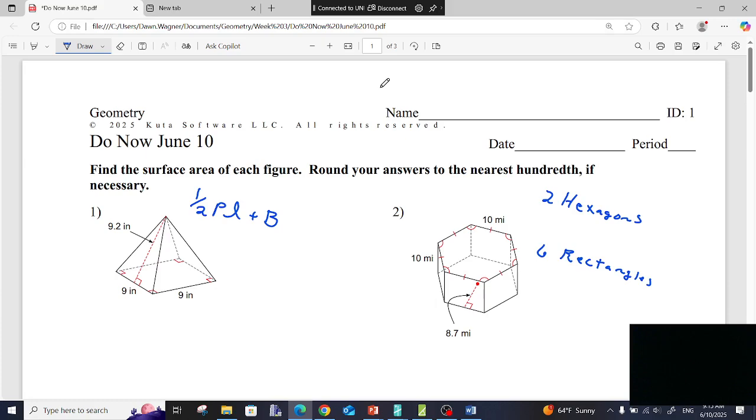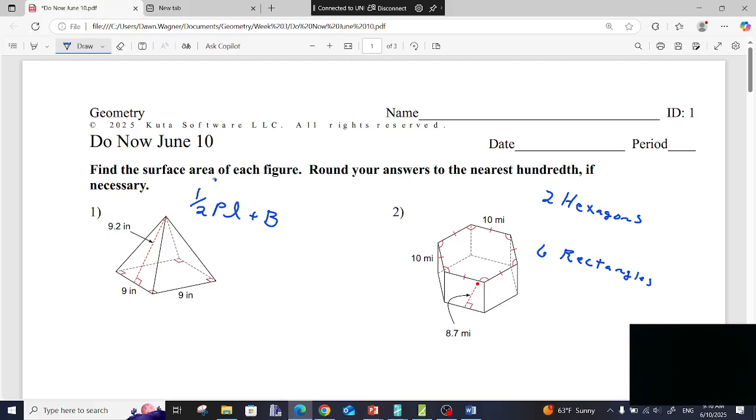Please, please, please, when you are doing your quiz and your test, please make sure you're using the correct formulas, because if you're not, I can't give you credit because you're not demonstrating the skill that it's asking you to do.